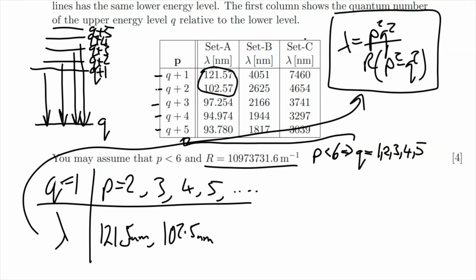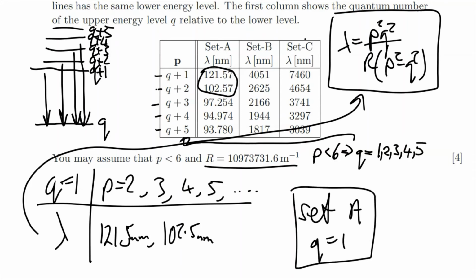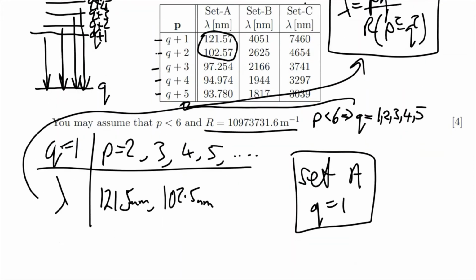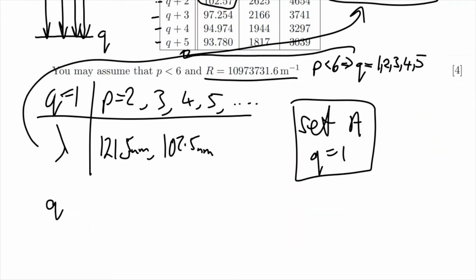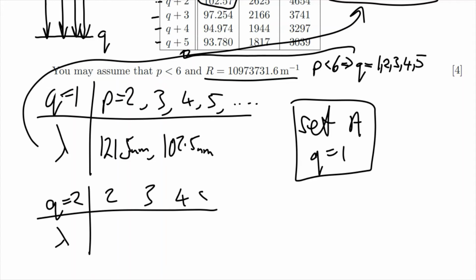So what we can say is for set A, Q equals 1. So that's good. We've done set A. Now we just need to do set B and C. So the next one to test would be Q equals 2. So you'll get P equals, so it's plus 1, plus 2, plus 3, plus 4. So this will be P equals 3, 4, 5, and 6.